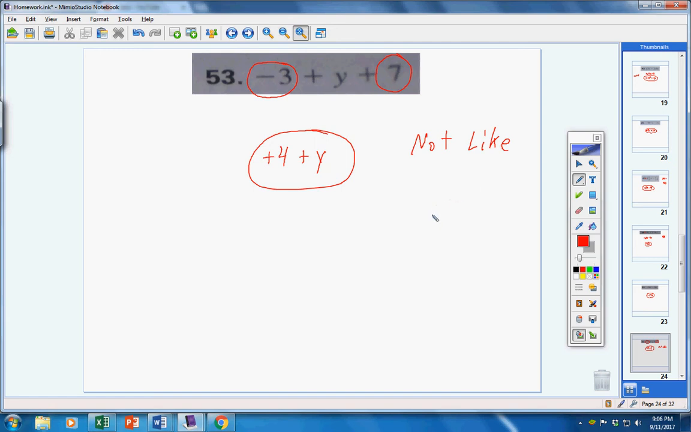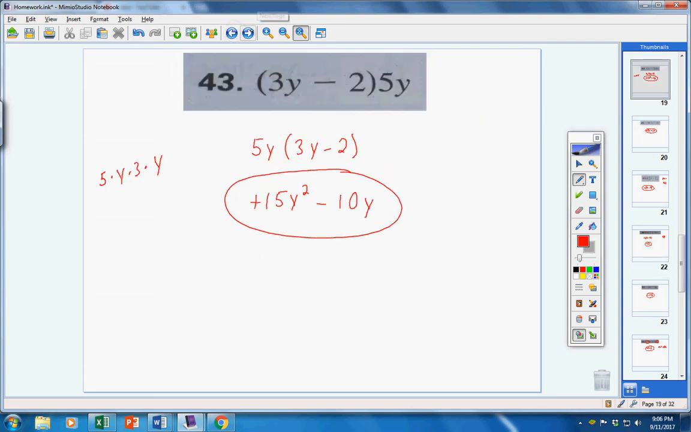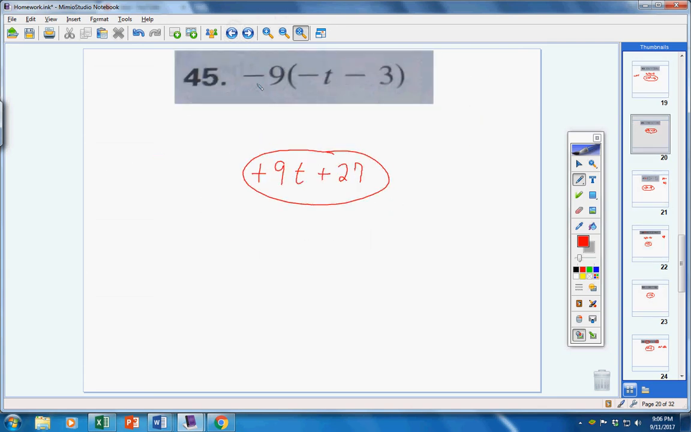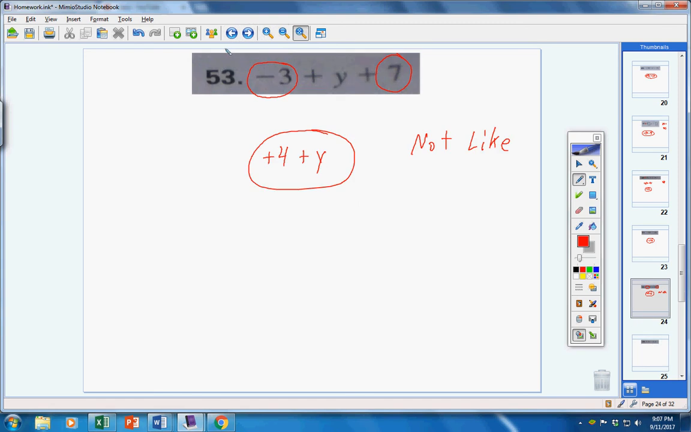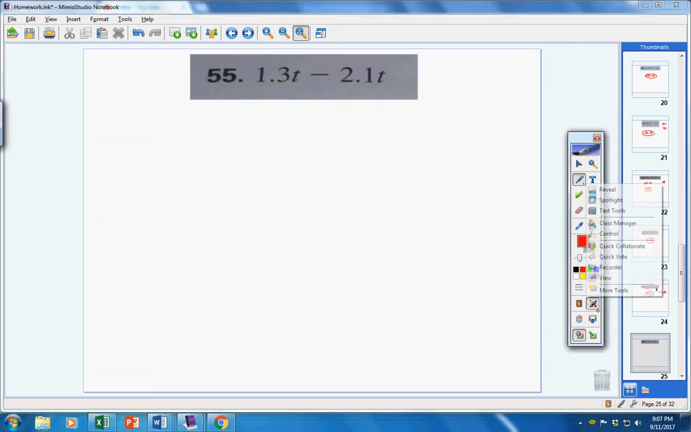Now, can you multiply unlike terms? Well, let's see. Let's go way back here. I took a constant term times a t term. So yes, you can multiply unlike terms, but you cannot combine unlike terms, okay? Alright, number 55.